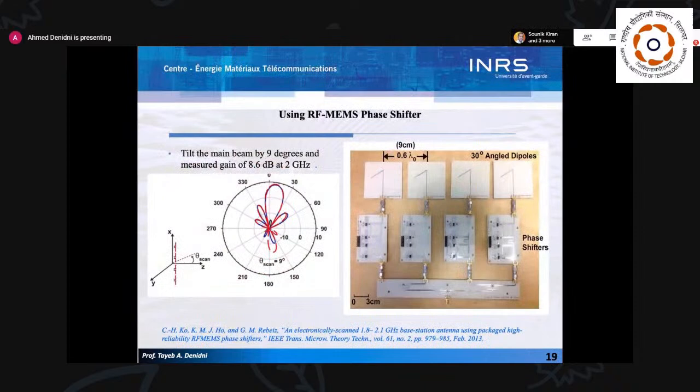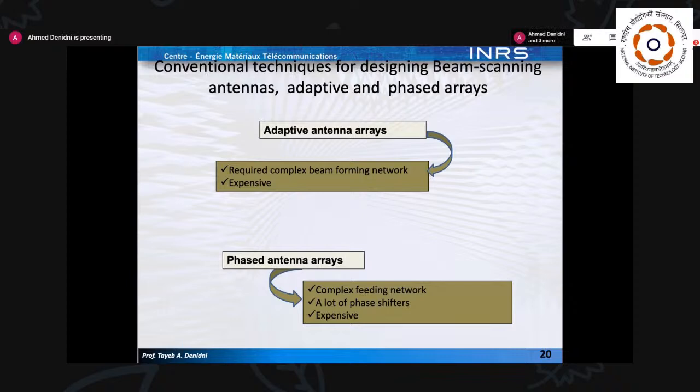Another work from Rubio and his group also uses phase shifters to create beams. They have four elements, and there are circuits here to control the phase and the amplitude. Just an example for that. The problem with this technique is that we need an antenna array. An antenna array requires complex beamforming and is generally expensive, and the same goes for the phase shifters.